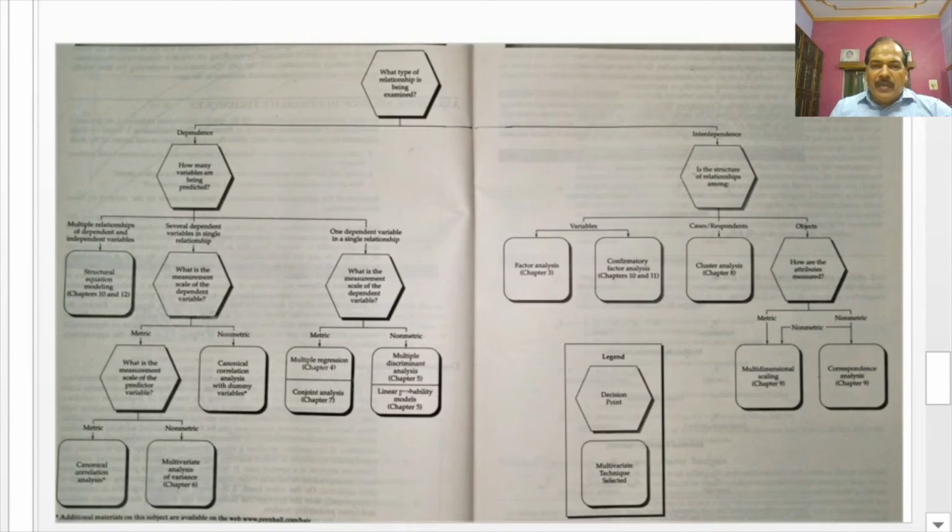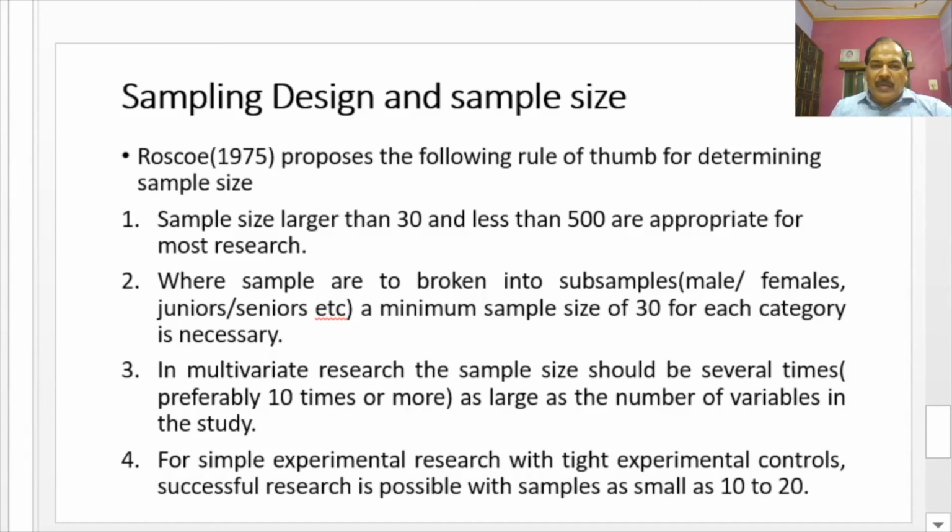In the next slide, I will be talking a bit about the sample information, the sampling design and the sample size. Roscoe 1975 proposes the following rule of thumb for determining the sample size. Sample sizes larger than 30 and less than 500 are appropriate for most research.